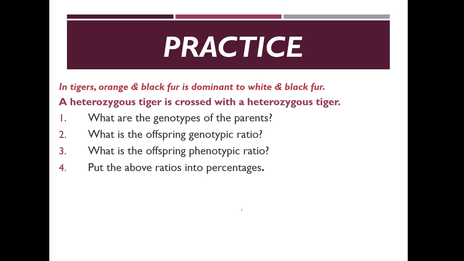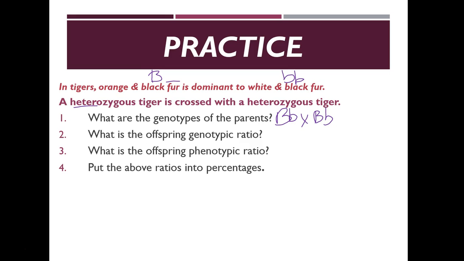All right, let's do another example. This time we're going to talk about tigers. In tigers, orange and black fur is dominant to white and black fur. So a heterozygous tiger is crossed with a heterozygous tiger. Well, we know that hetero means different, so let's choose letter B for these guys. Orange and black is going to have at least one capital B. White and black will be two lowercase b's. So if they're heterozygous, they are big B, little b. So both parents are big B, little b.